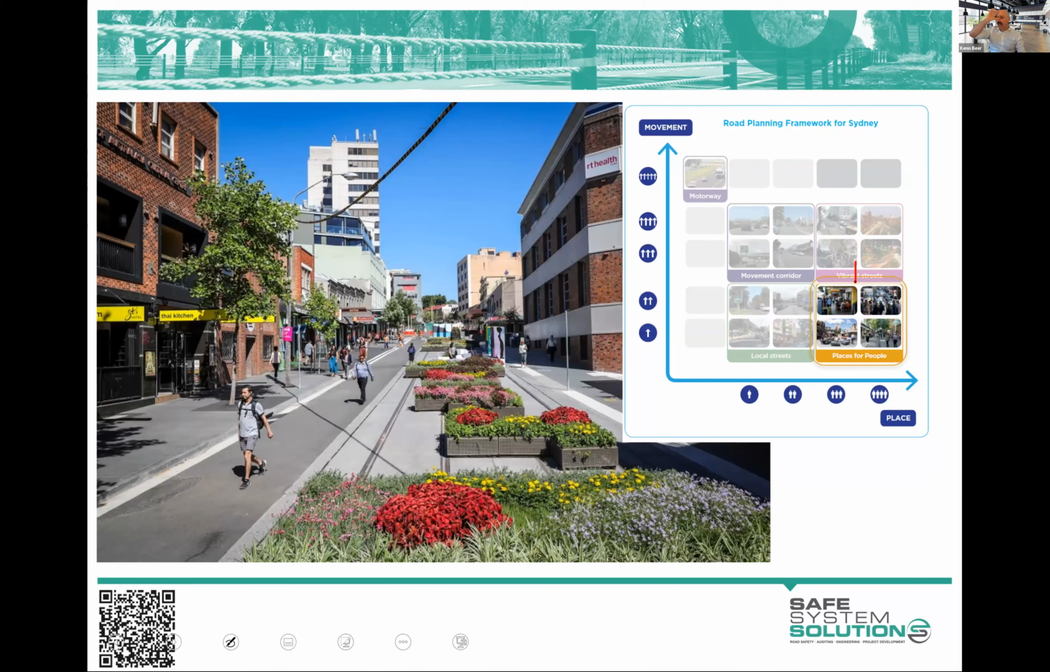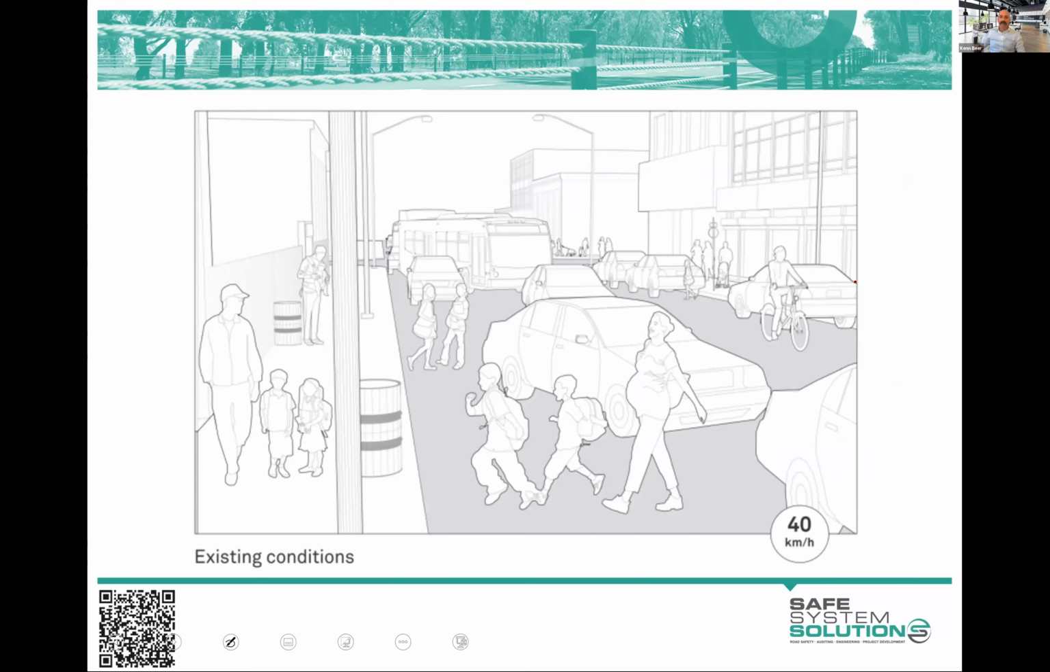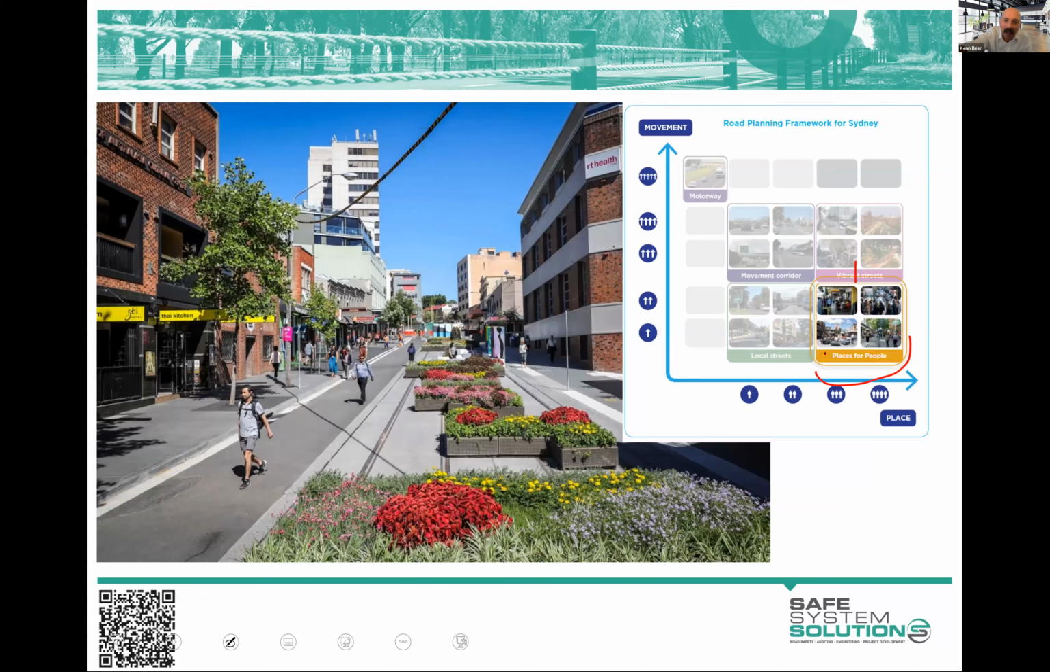But let's take this example now. Okay, the old artistic impression cartoon. But let's say that this is a place for people, squarely put into that place for people. So what does that mean? We aspire for it to have really high place value, and we really don't have a major movement function here. Movement's not our important thing, movement of people included, in terms of through this area.